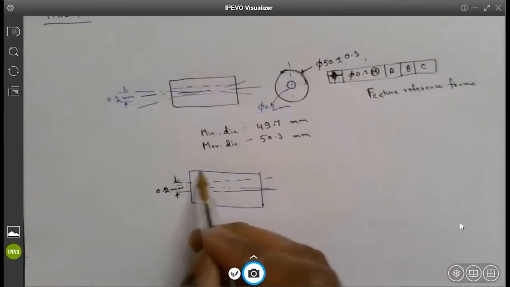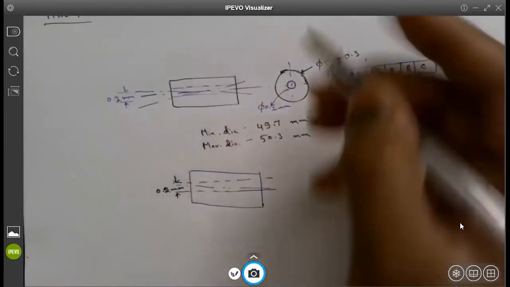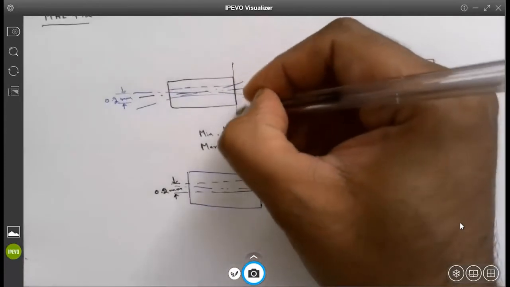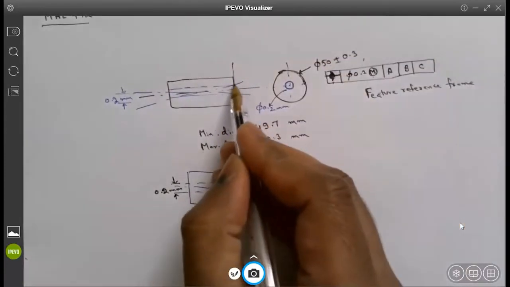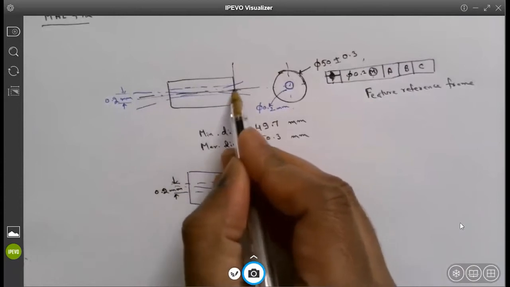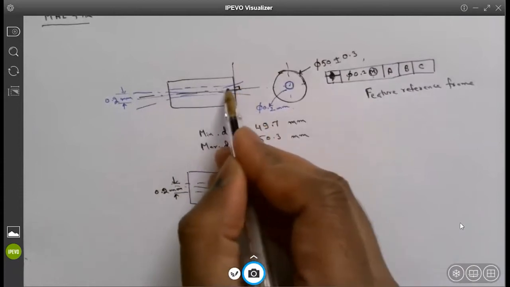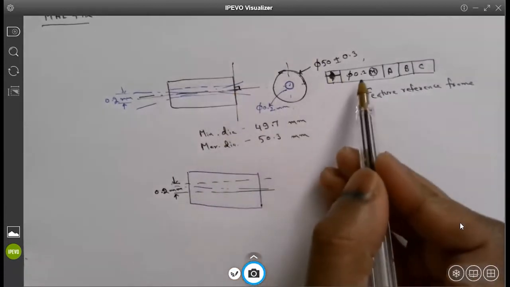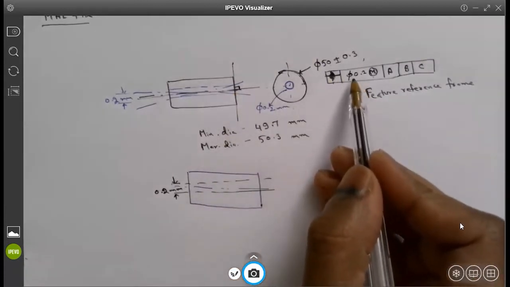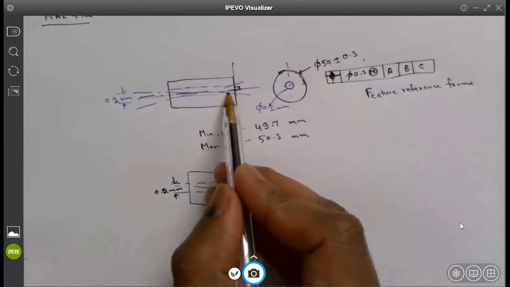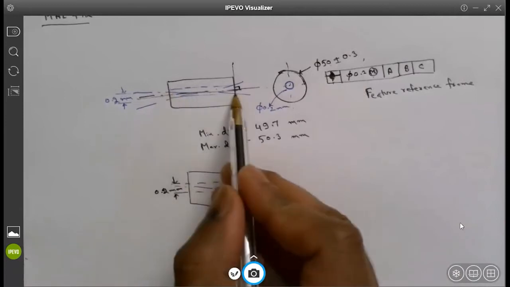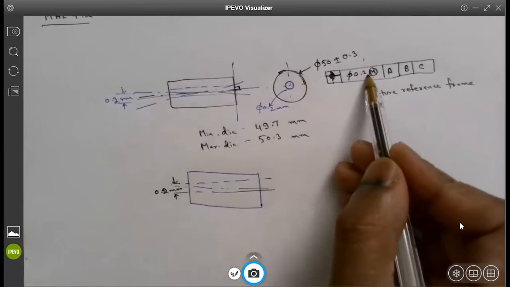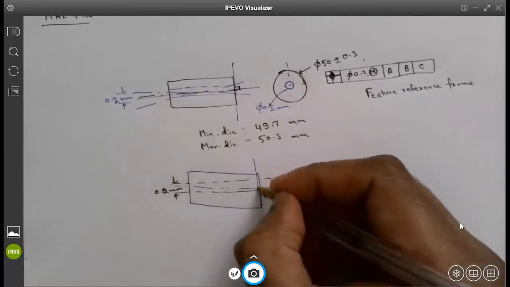So it can have an offset from the perpendicularity. If you see, this is the datum plane. From this datum plane, if this is a theoretical axis, which is perfectly perpendicular, I can have an offset from perpendicularity of 0.2 millimeters. Basically, the offset from perpendicularity will be contained within the cylindrical zone of 0.2 millimeters diameter. Do you see what I'm trying to say here?